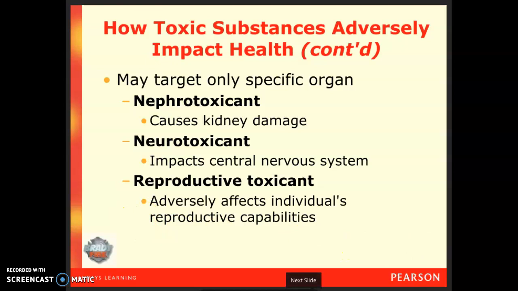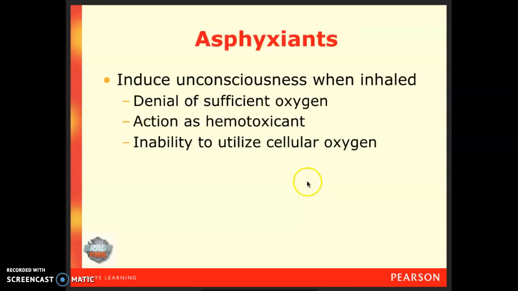We can also describe toxic materials in terms of the way that they work. So asphyxiants, for example. Asphyxiants are things that induce unconsciousness when they're inhaled. They do so by denying you sufficient oxygen. Sometimes we see hemotoxicants work in this way, or we see blocking take place. We also see action as a hemotoxicant where it actually impacts the shape of the hemoglobin or something otherwise, or it makes it difficult for you to actually use your oxygen. So it actually works at the cellular level and makes it hard for you to metabolize or respire. And that's what asphyxiants do.